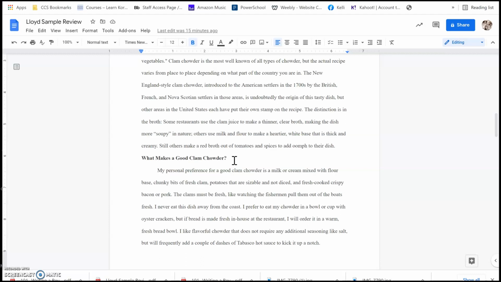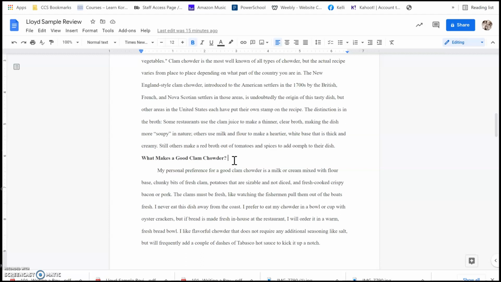And I talk about how I prefer to eat my chowder. I like it in a bowl with crackers. But if the bread is fresh and they're making bread bowls fresh in house at the restaurant, I will order it in a bread bowl, but that's not necessary. And then I also said that I like flavorful chowder that doesn't require any additional seasoning, but I will often add Tabasco hot sauce to kick it up a notch. Those are my personal parameters for what I consider to be a good clam chowder.